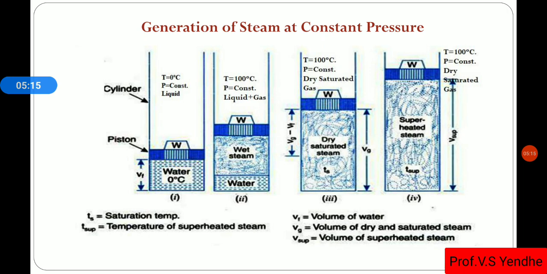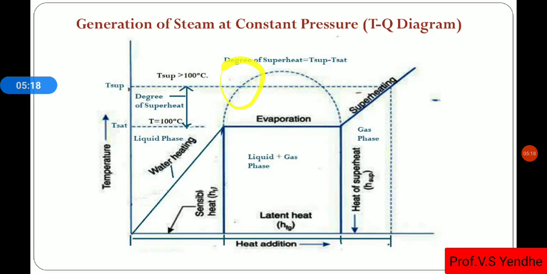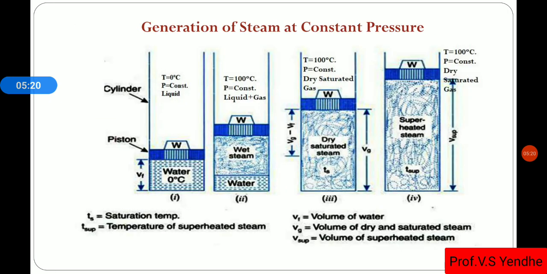Okay, so let us see the condition of diagram number 2. As we know that water starts to boil, the temperature is 100 degrees Celsius, the pressure is kept constant, and the phase is liquid plus gas because some amount of steam is produced. So this is a liquid plus gas phase, and the steam is wet steam, because water is mixed inside the steam.